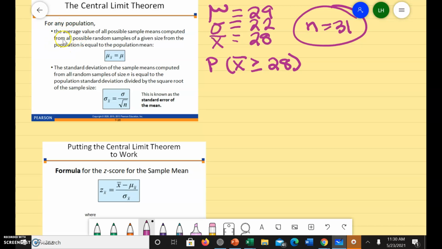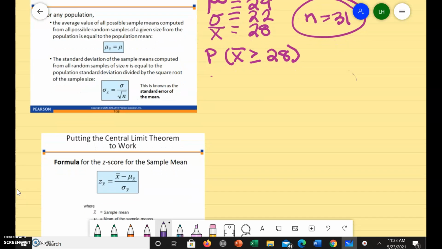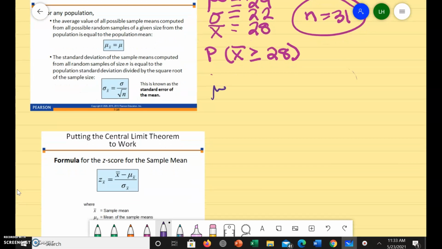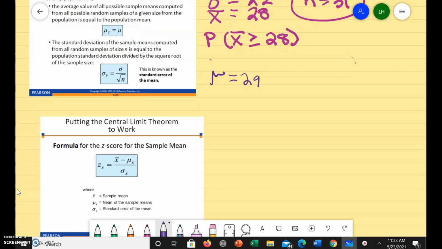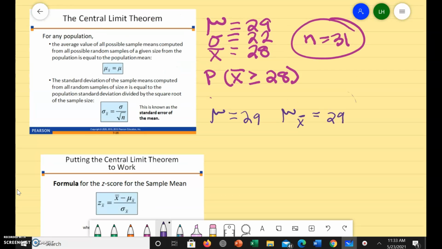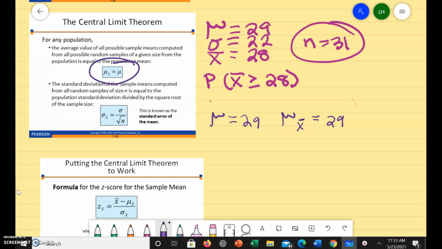And for any population, the average value of all possible sample means computed from random samples of a given size from the population is equal to the population mean. So we know the population mean is 29, and so the mean of the sample means is going to equal 29 as well because of the central limit theorem.